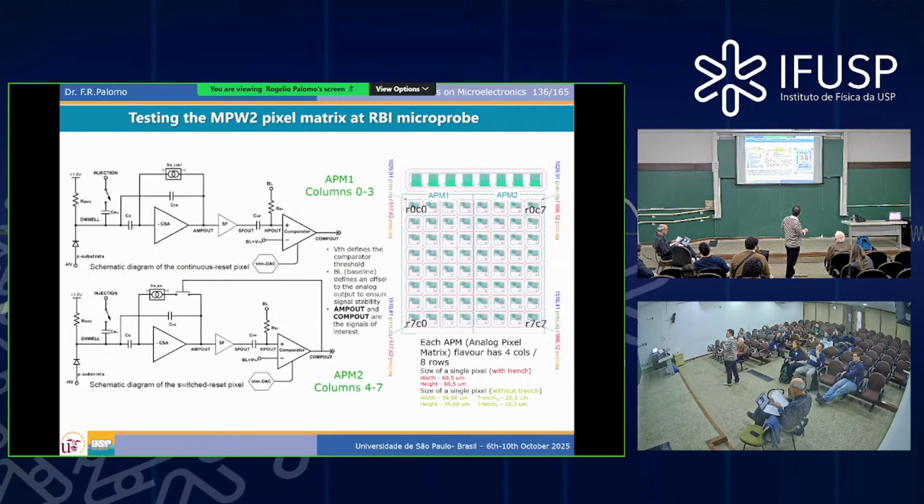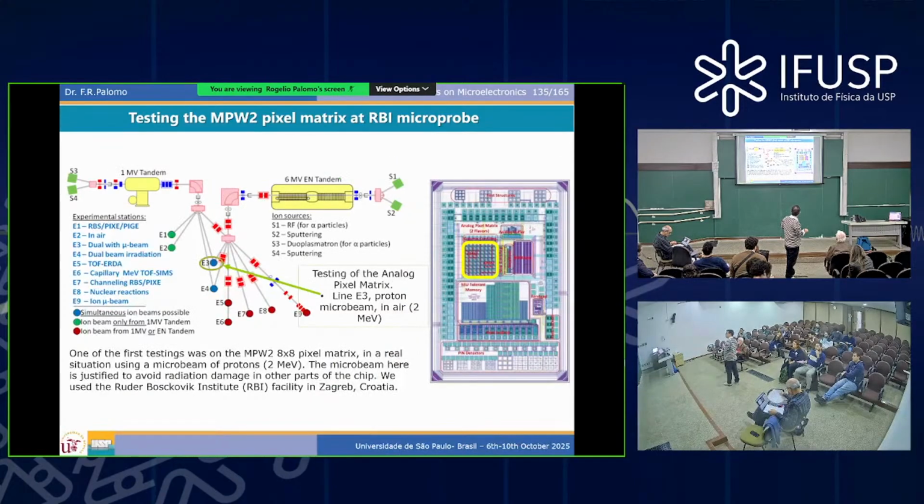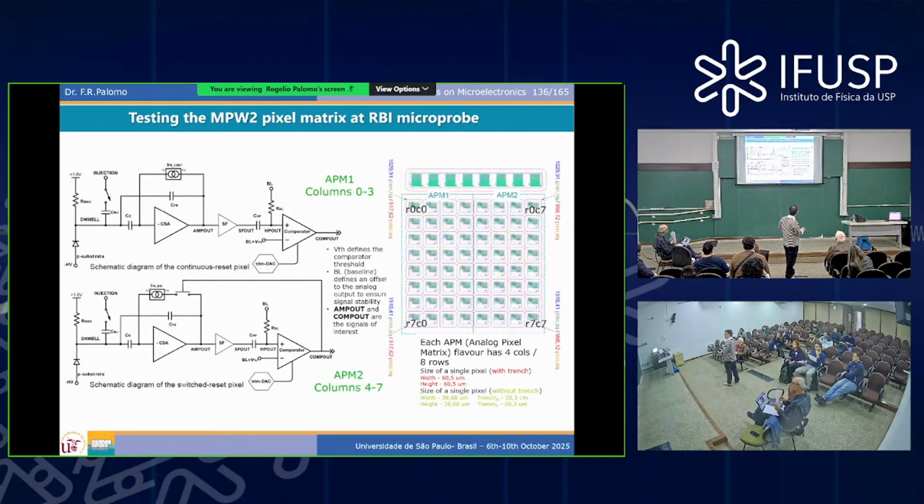The target is in that target. We had two different front ends because we were testing the design. This one is our more or less conventional front end with a charge-sensitive amplifier, a buffer, a comparator with a DAC to trim the threshold. And that was the switch reset pixel, where if the hit is declared as a valid hit, the charge-sensitive amplifier is reset.